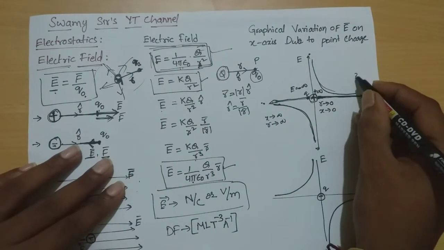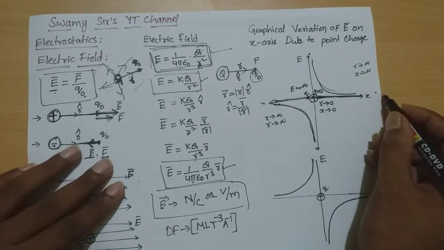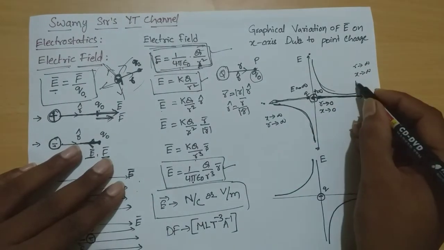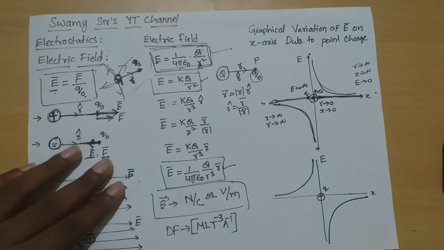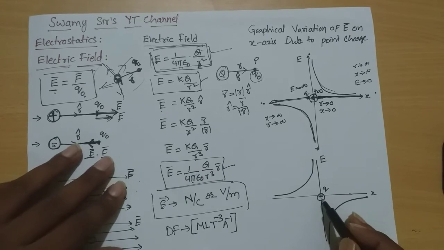In this case also, r tends to infinity. At a long distance the electric field will become 0. That means E tends to 0. Okay, these are the graphs. In the same way we have to draw the graph for the negative charge also.